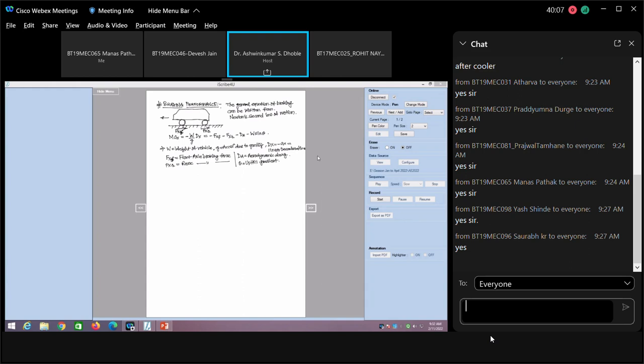Now let us take the case. The first case is under constant deceleration.